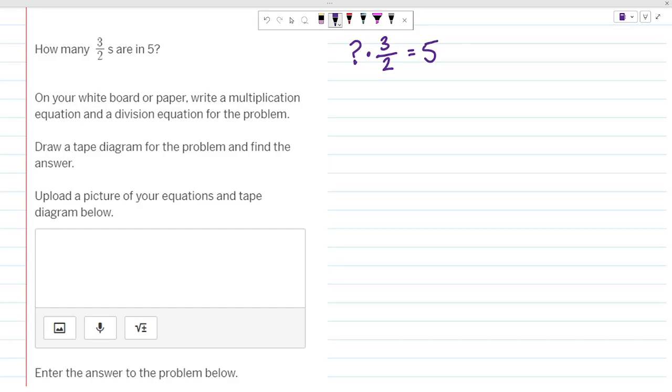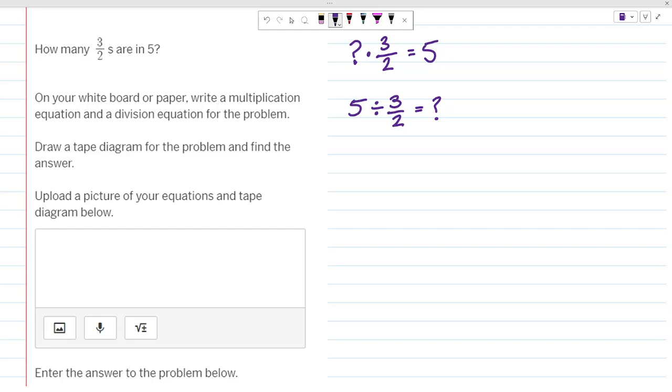And for our division equation, our total number of things, or our total amount, would be our dividend, which is 5. We're wondering how many groups of 3 halves we would have. So our quotient is question mark. So these are the equations that you should have written on your whiteboard or paper so far.